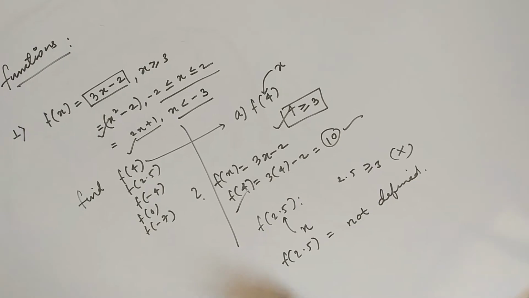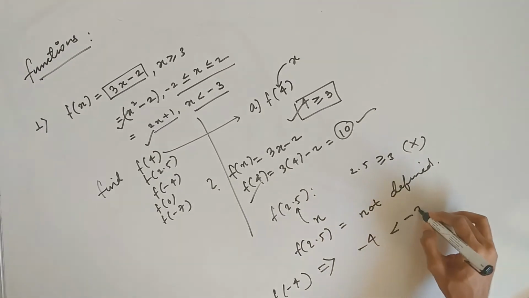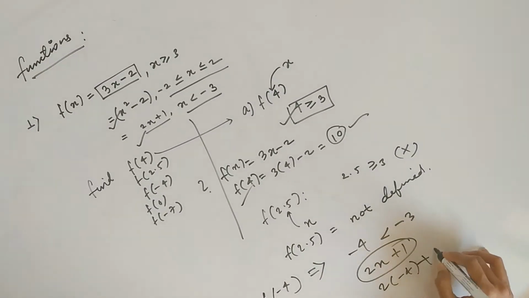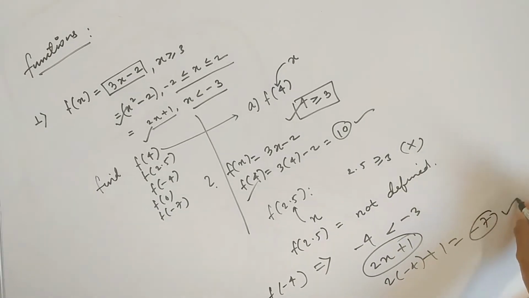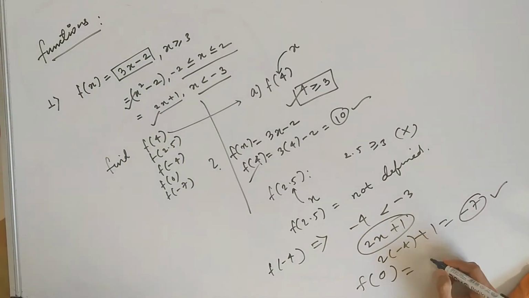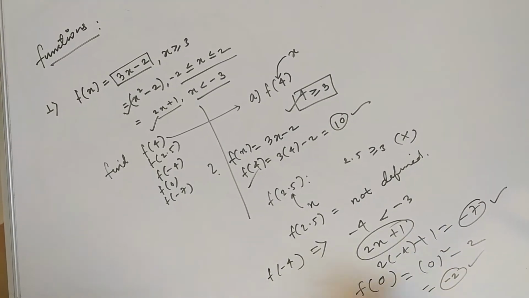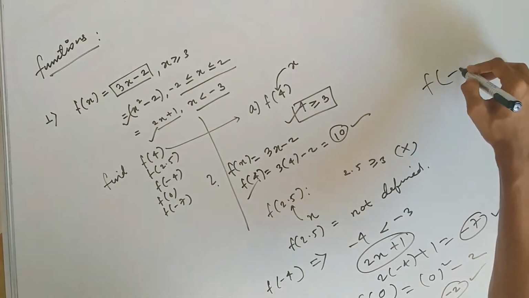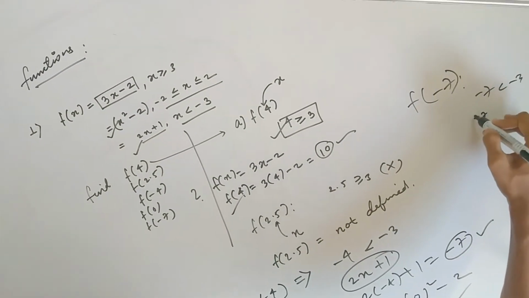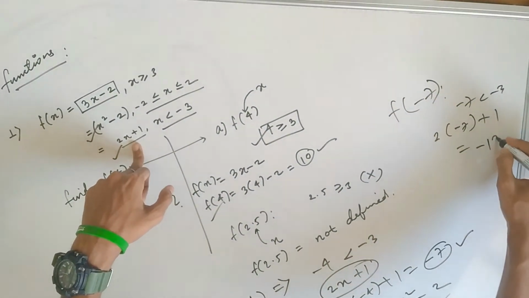Now similarly you can check for f of minus 4. This minus 4 is less than minus 3, which implies 2x plus 1 is the required function. So 2 into minus 4 plus 1, that is minus 7, is the required answer for f of minus 4. Similarly, f of 0, where 0 is lying between minus 2 to 2. So 0 square minus 2, which is minus 2, is the value of f of 0. Now f of minus 7, again minus 7 is less than minus 3. So with the function 2x plus 1, minus 7 into 2 plus 1 gives minus 13, which is the answer.